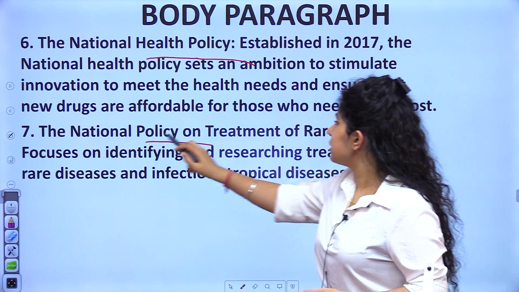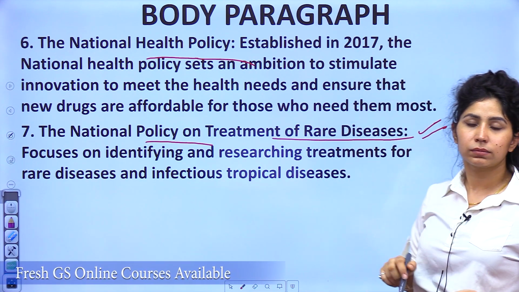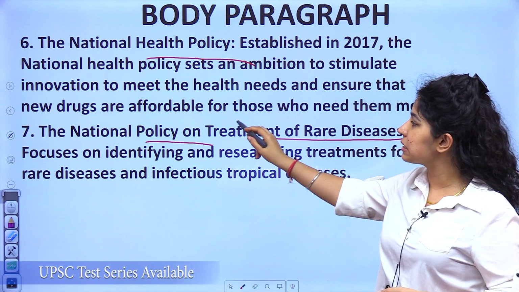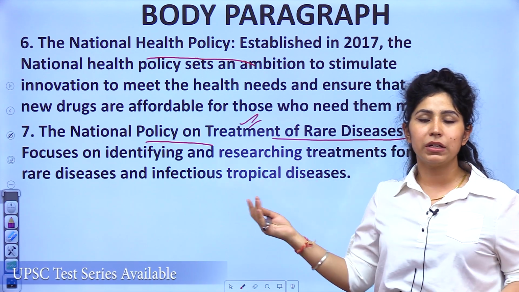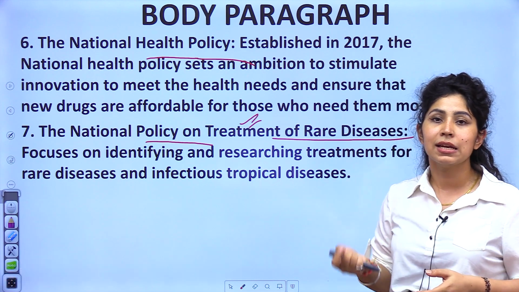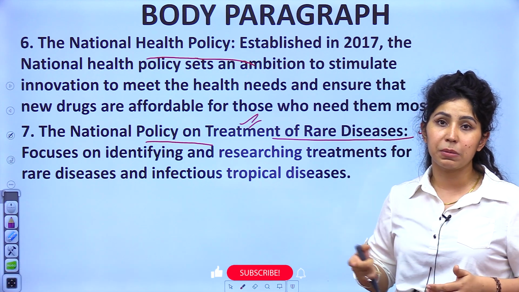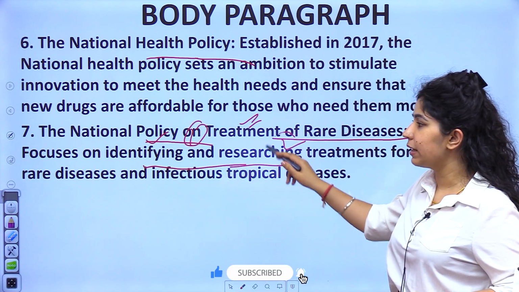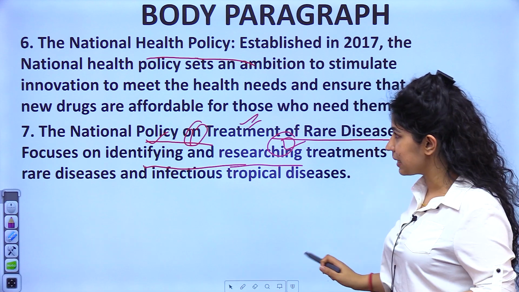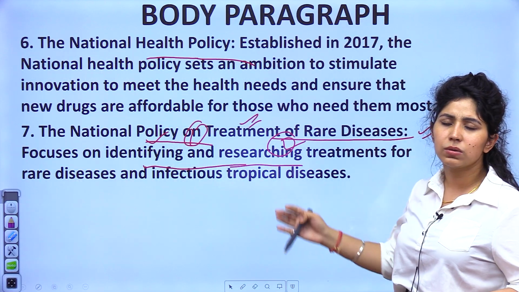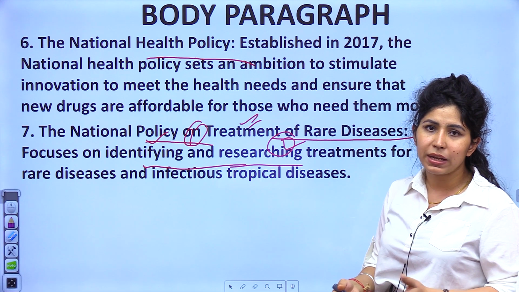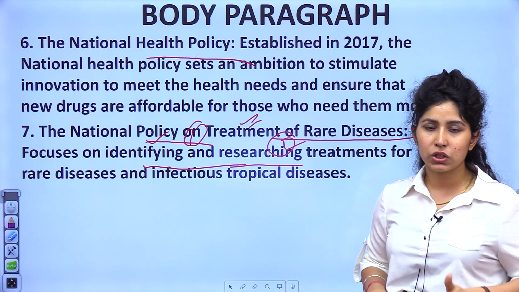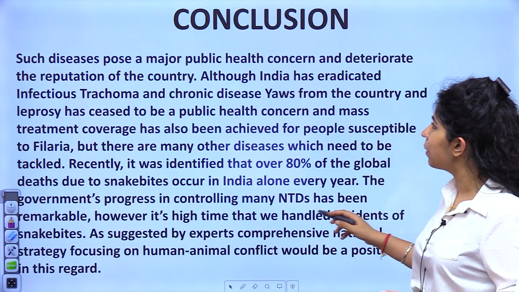Then you have the national policy on treatment of rare diseases. To treat any rare disease, you need to identify it first. So this runs in coordination with all the above initiatives: whatever disease starts spreading, any rare disease which can become a public health concern, identifying it is the first step, and researching on it to prevent its further infection is carried out. So these were some initiatives which should be remembered by you when we talk about neglected tropical diseases. When you study health as a topic in your GS syllabus, then these topics are definitely covered.